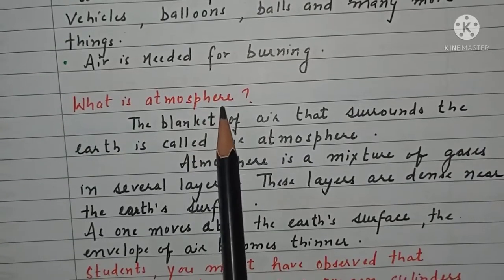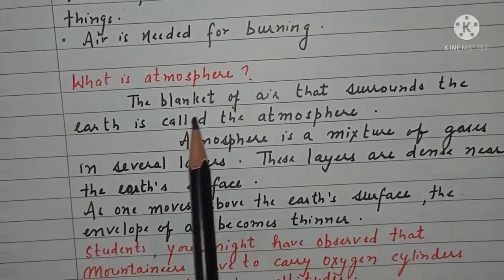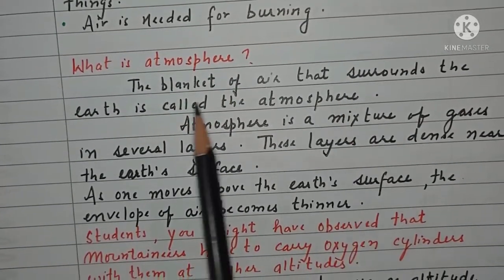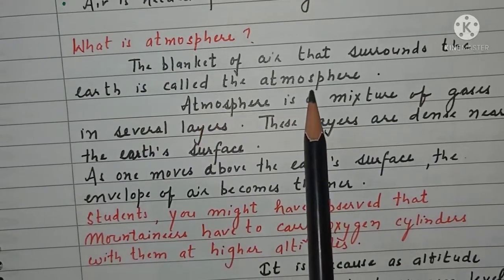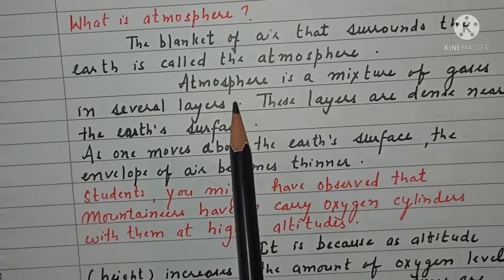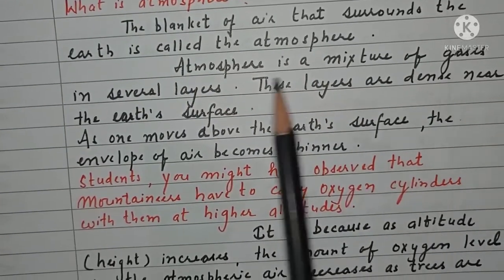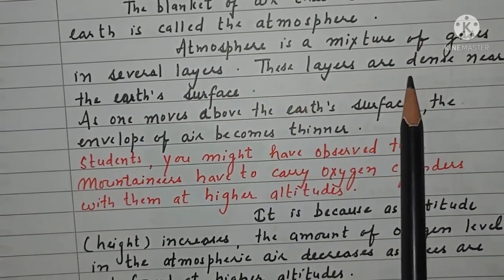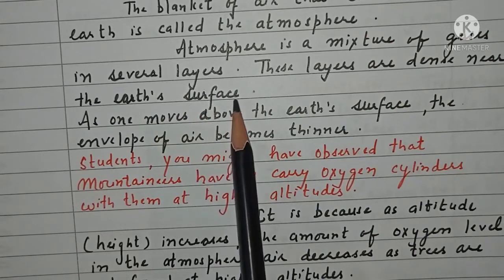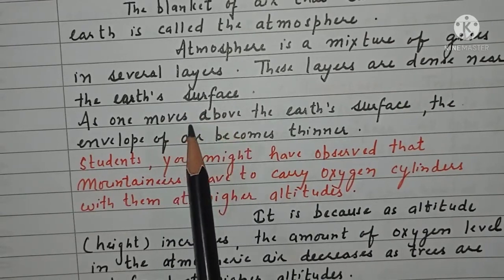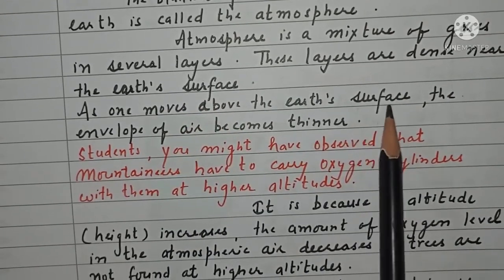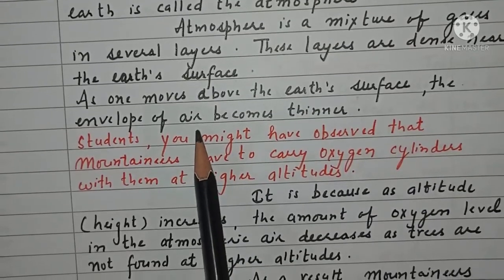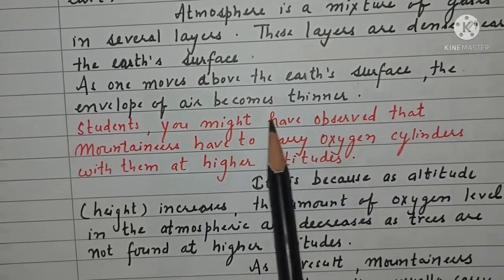So, what is atmosphere? The blanket of air that surrounds the earth is called the atmosphere. Atmosphere is a mixture of gases in several layers. These layers are dense near the Earth's surface. And as one moves above the Earth's surface, the envelope of air becomes thinner.